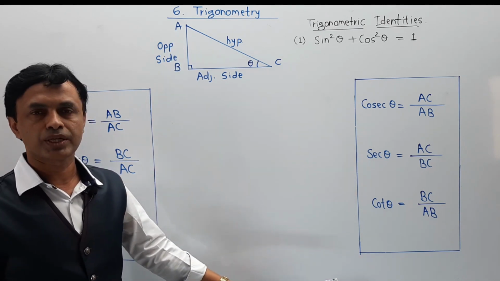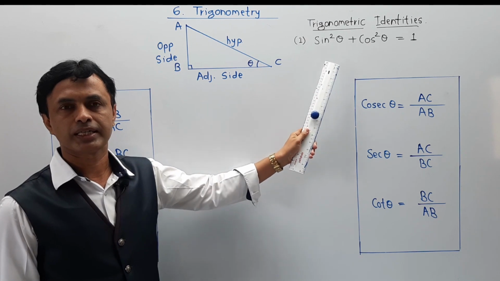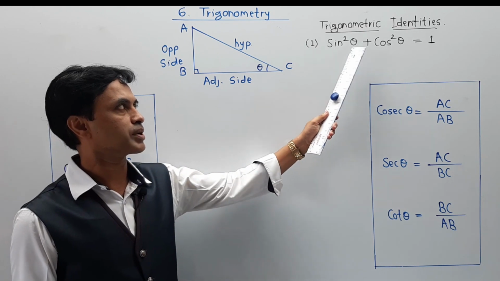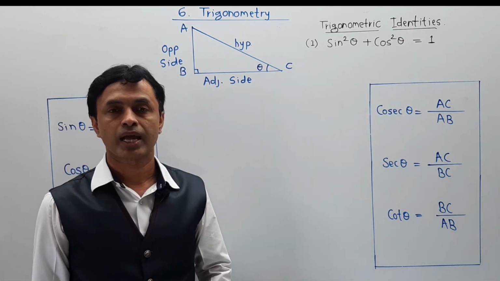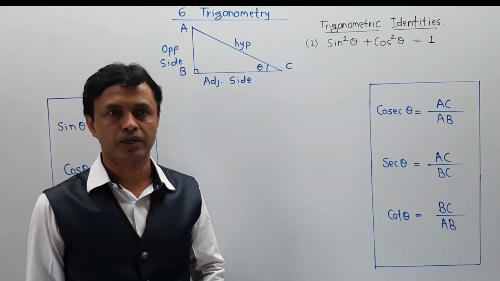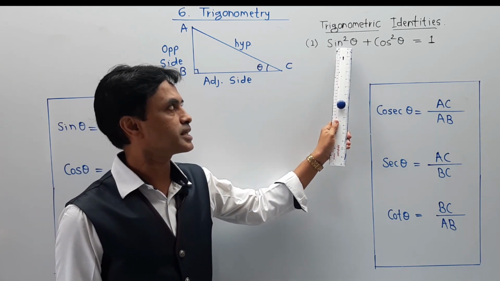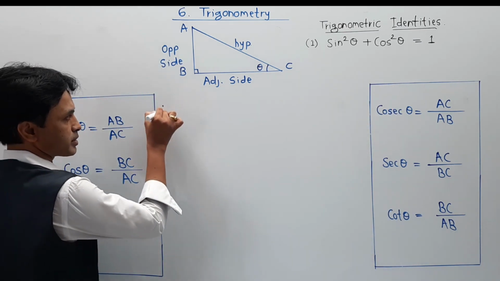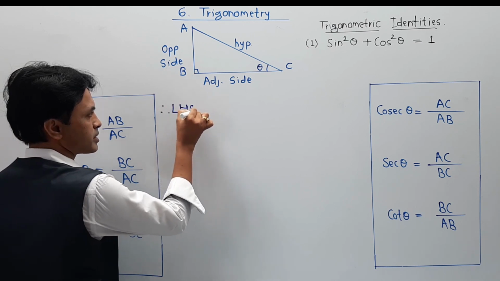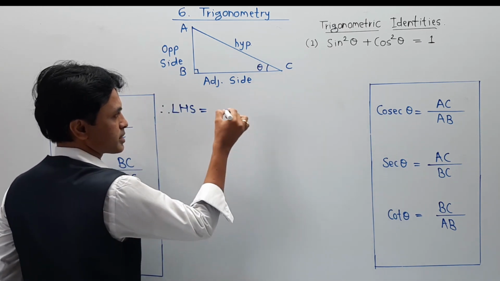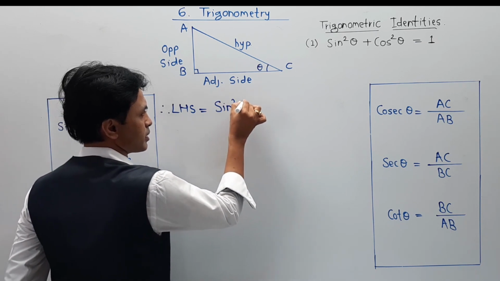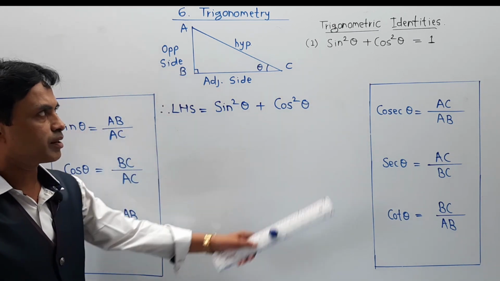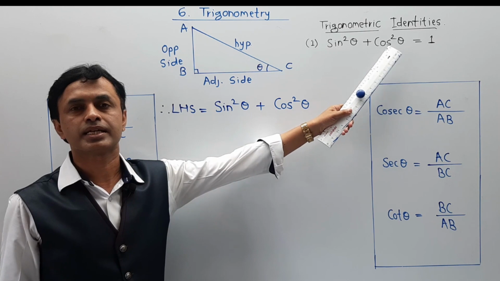We have written all these properties so that we can check the first, second and third identities. Among them, the first identity is sin square theta plus cos square theta is equal to 1, and we are trying to find how this proof comes. So as per this identity, the LHS is sin square theta plus cos square theta, and I am writing that part here.